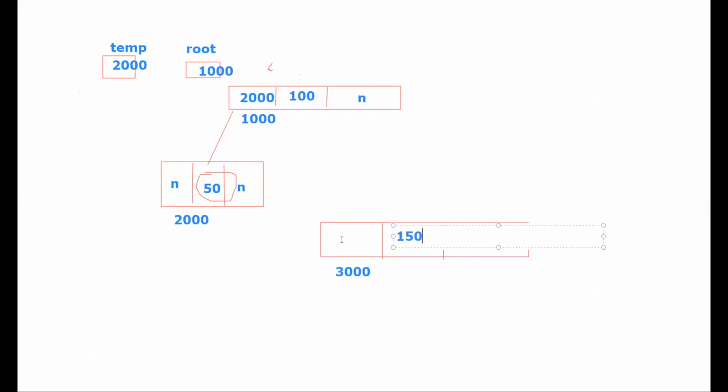So let me consider 150. As of now, its left and right are null. Once it's created, we pass the address of the newly created node to temp. Now when I am calling the insert function, I will pass 1000 comma 3000, based upon the arguments. So root is 1000 and temp is 3000. Root tens data is 100, and 150 lesser than 100 is false, so this if part will not work.